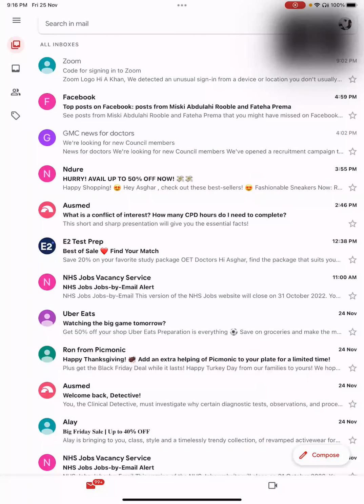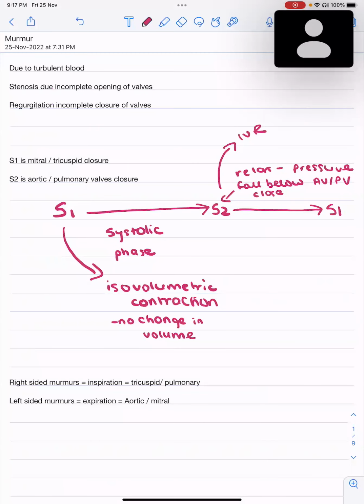Okay, guys. So first of all, we are going to start on murmurs. So, guys, what is a murmur? A murmur is the turbulent sound which you hear. Imagine a door: either you are unable to completely close the door, which is called regurgitation, or it's difficult to open the door, which is called stenosis. When it's difficult to open or close, the turbulence it makes is called a murmur.